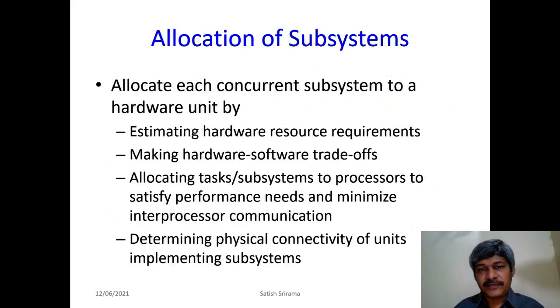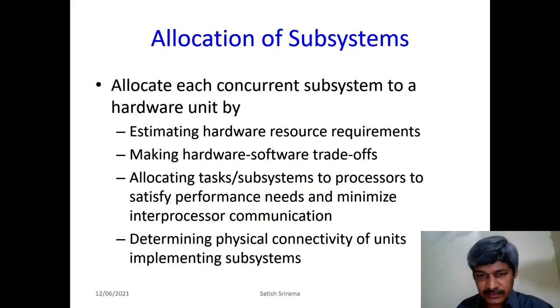Once you have identified which of these subsystems are concurrent, you can allocate these subsystems to different hardware units. We can allocate these concurrent subsystems to a hardware unit by following several decisions. We have to estimate the hardware resource requirements for that particular subsystem, and we also have to make hardware-software trade-offs, whether to run it in hardware or software.